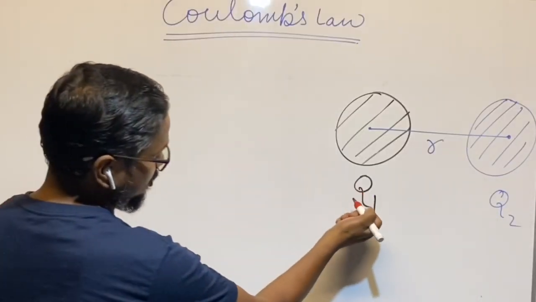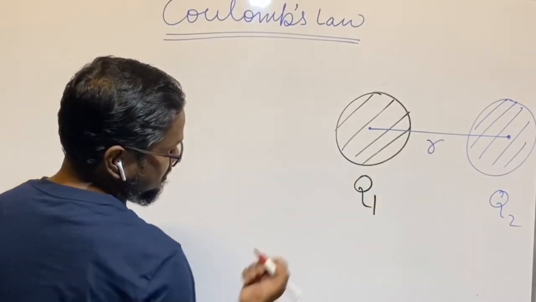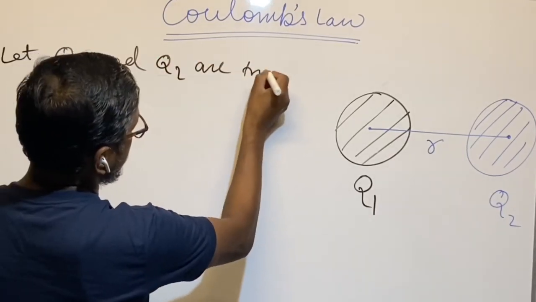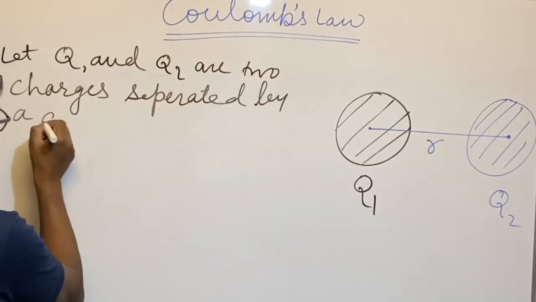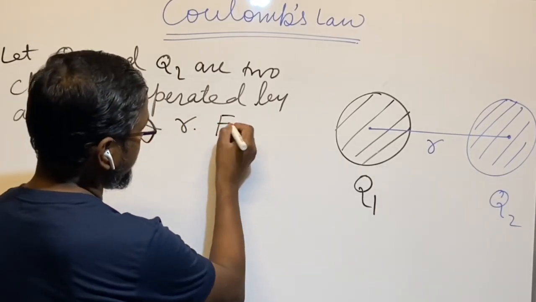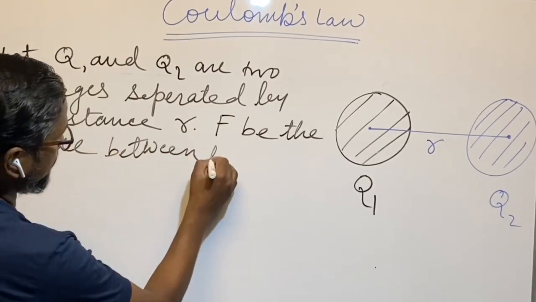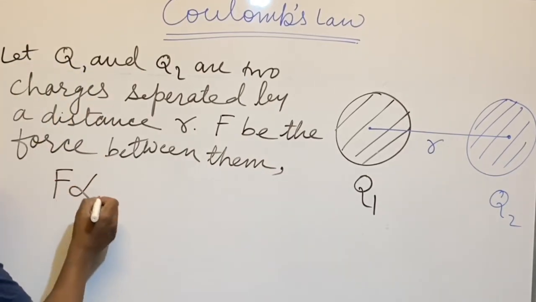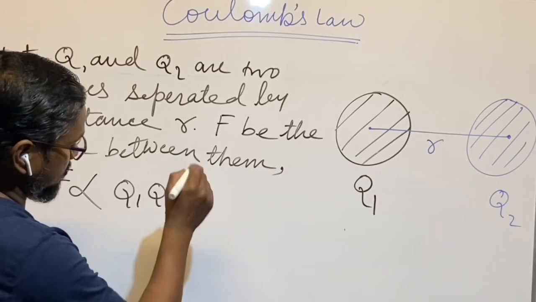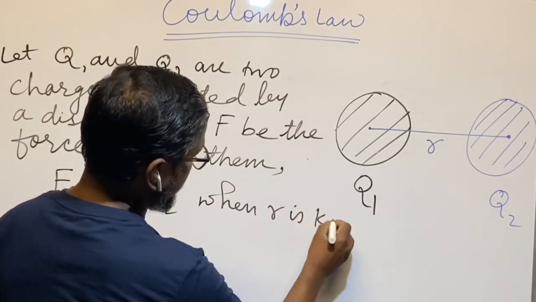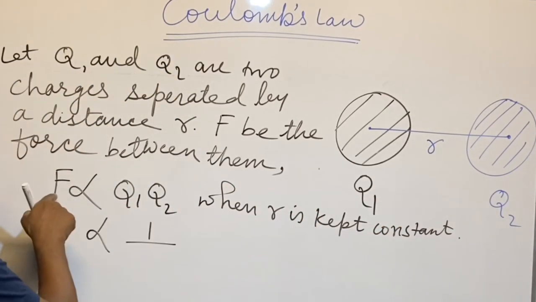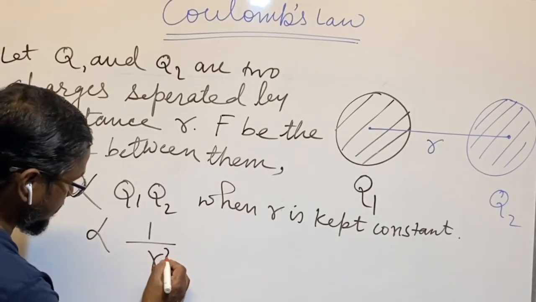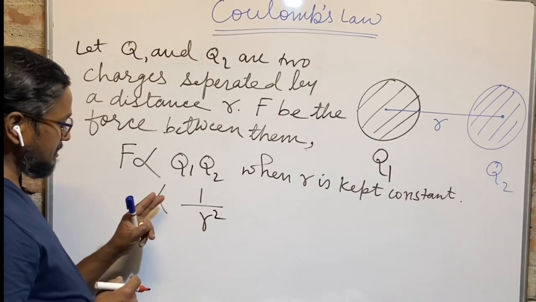Here two charges Q1 and Q2 are separated by a distance R. Let F be the force between them. Then Coulomb's law says that F is directly proportional to Q1 Q2, when R is kept constant. Also, this force is inversely proportional to the square of the distance R.